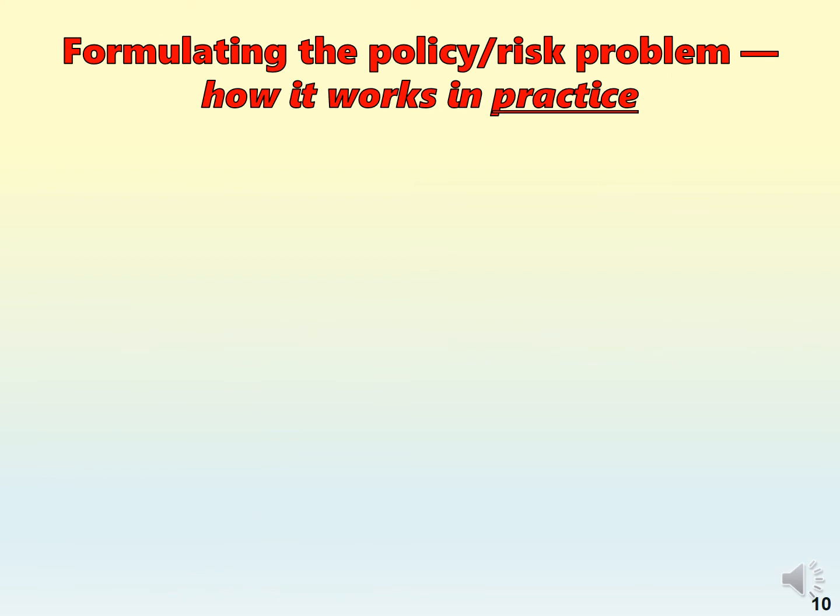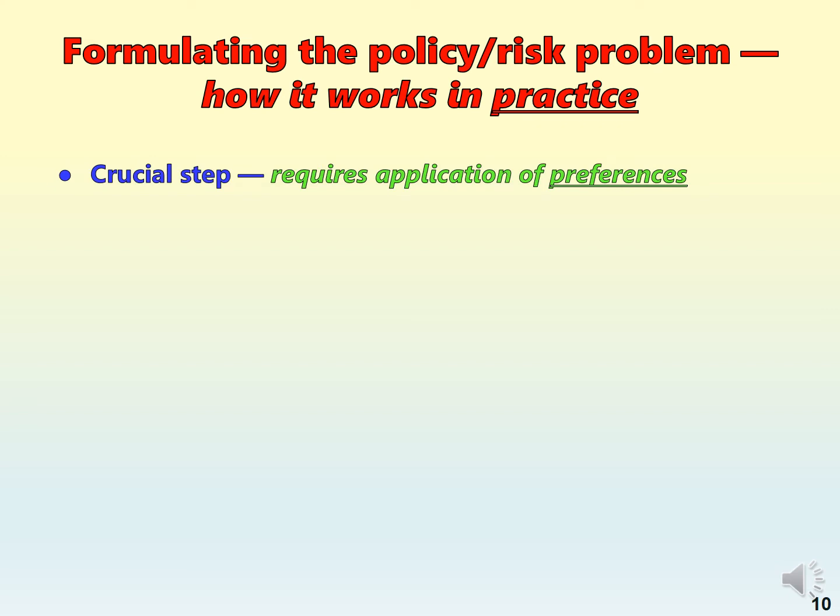Well, formulating the policy risk problem, how does it actually work in practice? In the real world, how does this formulation work out? First of all, the first and most crucial step is it requires application of policy preferences. There's nothing in science that says a change in an ecosystem is inherently good or bad. It's just different. It's a change. So one person might look at an ecological change and say, this is great. We basically create a lot of irrigated farmland. This is fabulous. The same person would say, this destroyed a lot of salmon habitat. There's no right or wrong here.